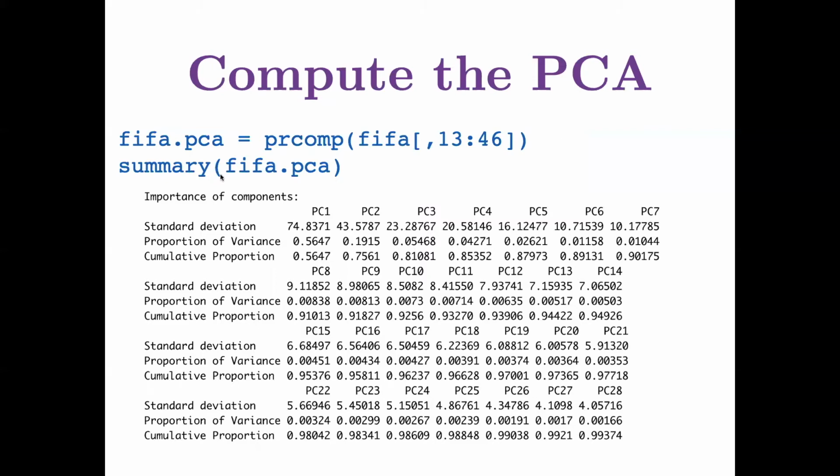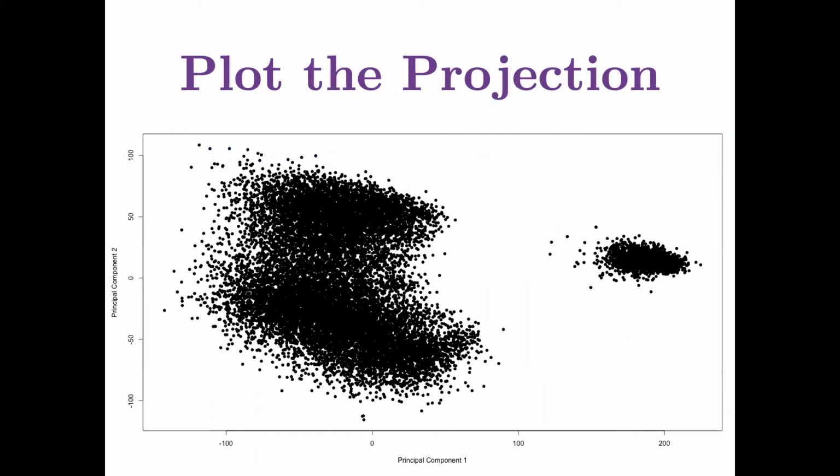If I use the summary function, I get the importance of the components, and I can see with just 2 components, I can explain like 76% of the variance in this data. That's pretty remarkable. So now that I know that I'll have a good projection in 2 dimensions, let's actually plot that projection. And of course, I see this beautiful picture with this group out to the side.